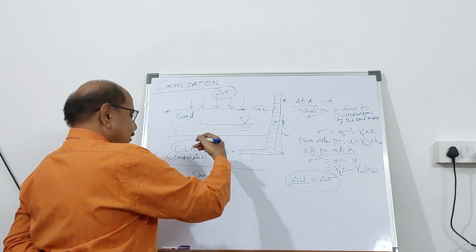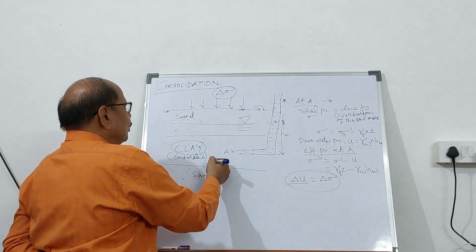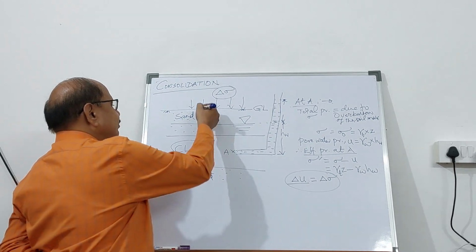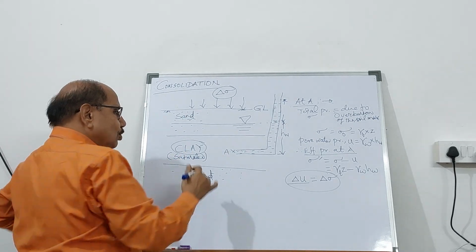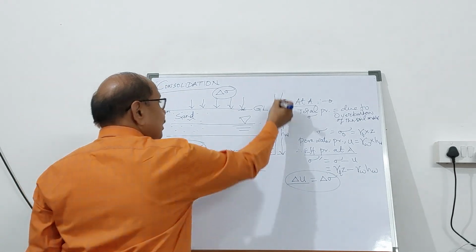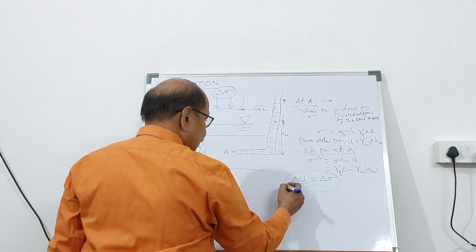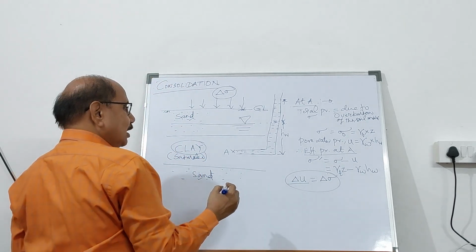Because you have a permeable sand layer below the clay soil mass and above it, gradually the excess pore water pressure that has shot up is going to dissipate and finally come back to the normal position.